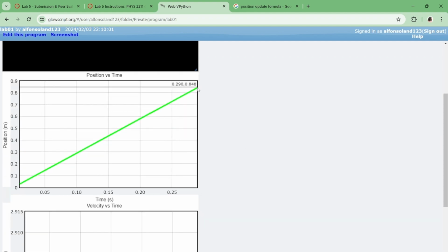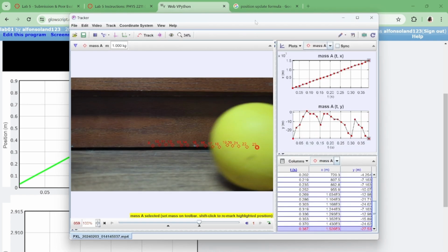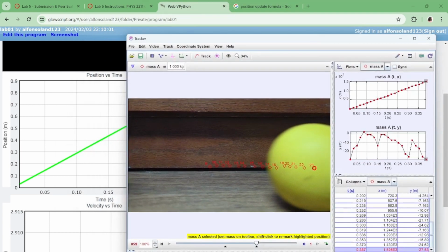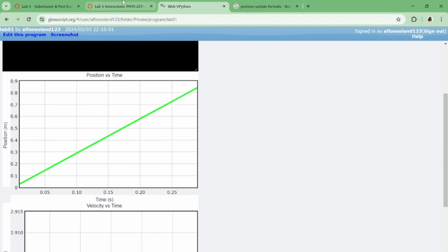Roughly similar to the other one. The x position ends at this, at that time. So let's go ahead and show if those are similar. Kind of. Close enough, honestly.